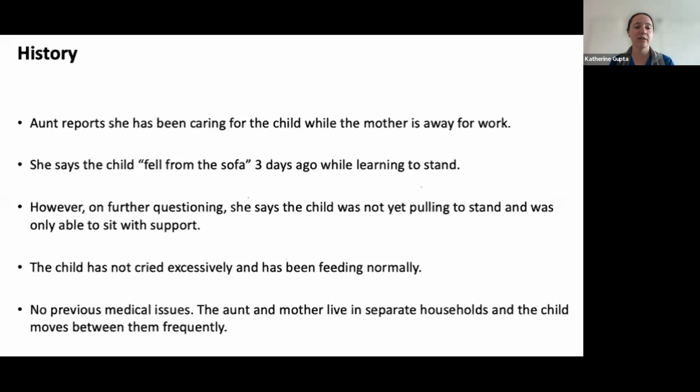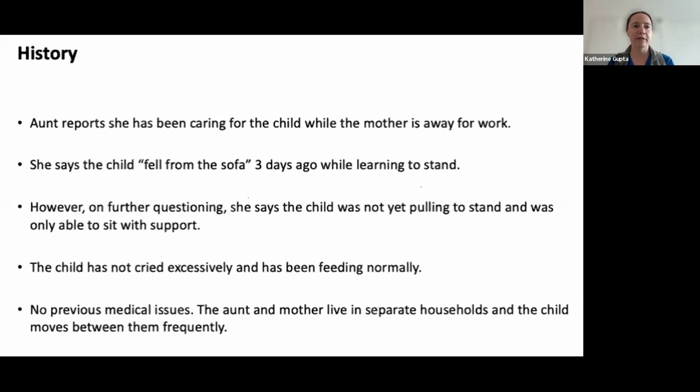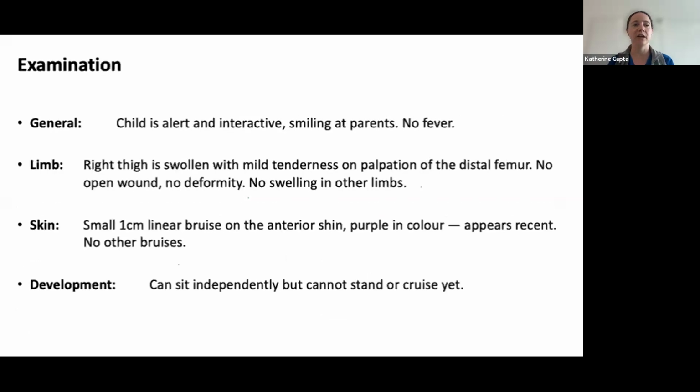The aunt says that the child has been feeding normally, has not cried excessively. There are no other medical issues. And the child pretty frequently goes between the aunt and the mother, who live in 2 different households. So also, if people want to report in the chat any potential red flags that they might have seen as we got more into the history.